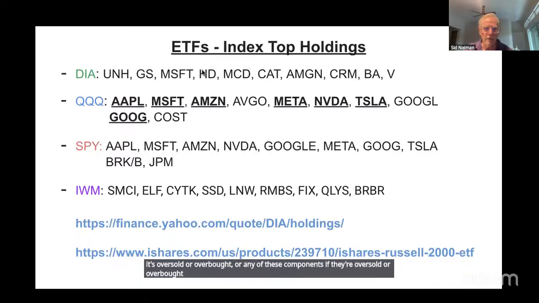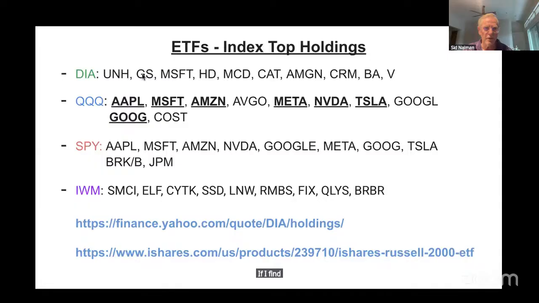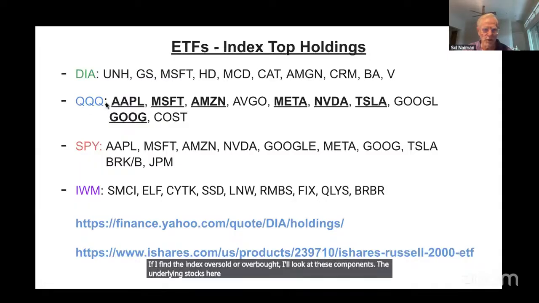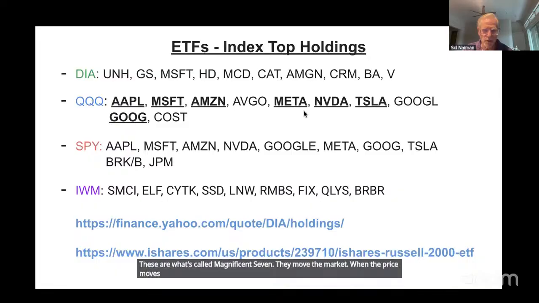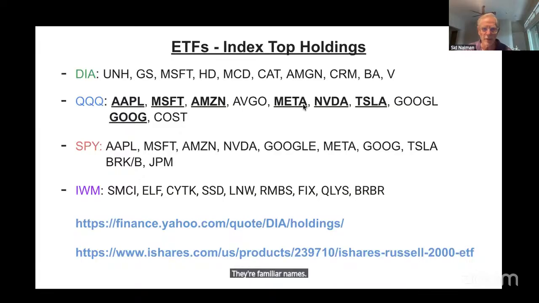And if I find one of these components, I'll look at the index and vice versa. If I find the index oversold or overbought, I'll look at these components. The underlying stocks under the Qs, which are technology stocks, are called the Magnificent Seven. They move the market when the price moves because they're very high capitalization stocks. They're familiar names: Apple, Microsoft, Amazon, etc.